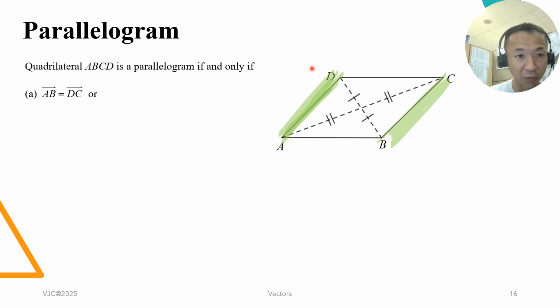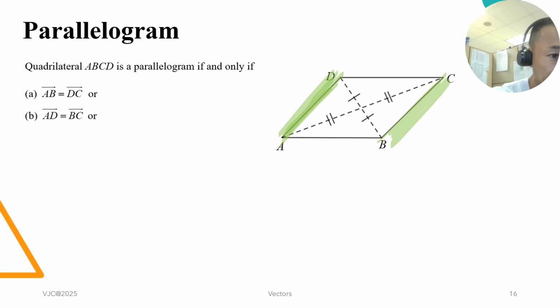I don't need to prove these two and these two. Just one pair will do. So it's an or here. I just want to emphasize it's either this or this. So a quick recap. Either you prove vector AB equals vector DC here, or vector AD equals vector BC here.